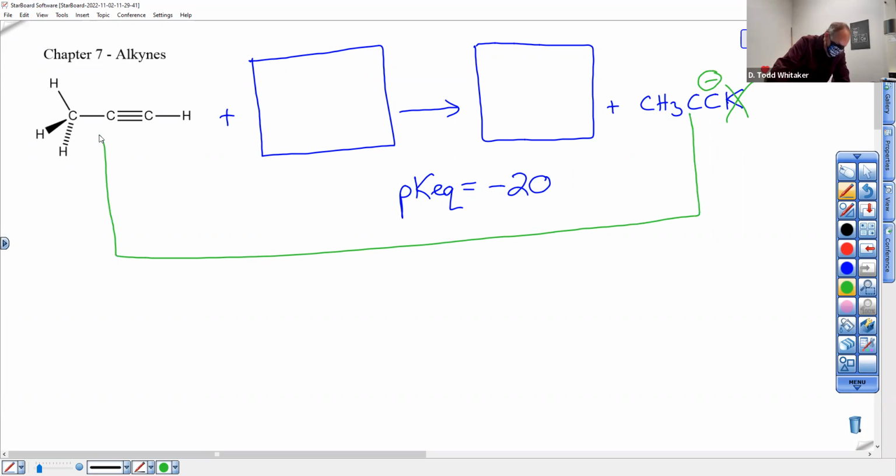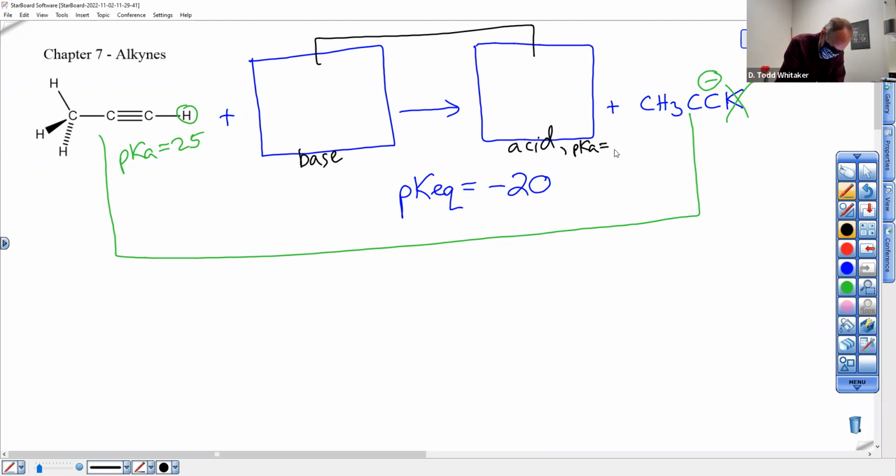The one on the left has the extra proton. What's the pKa of said proton? 25. Okay, so this is a base, right? And they're related, the base to the conjugate acid, which must have a pKa equal. You should know the answer right now.